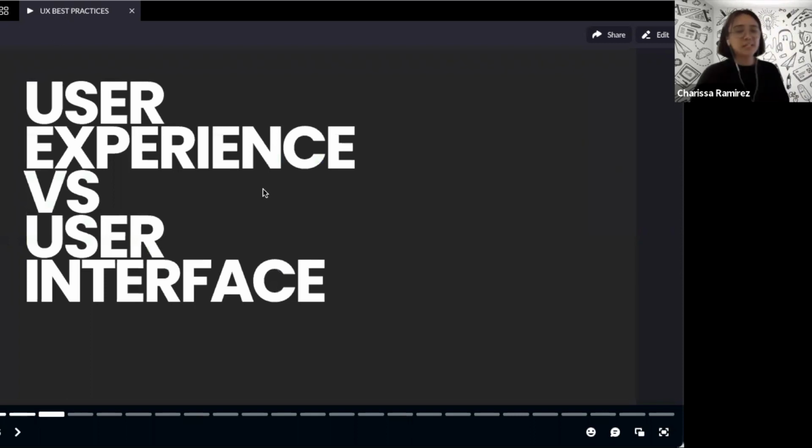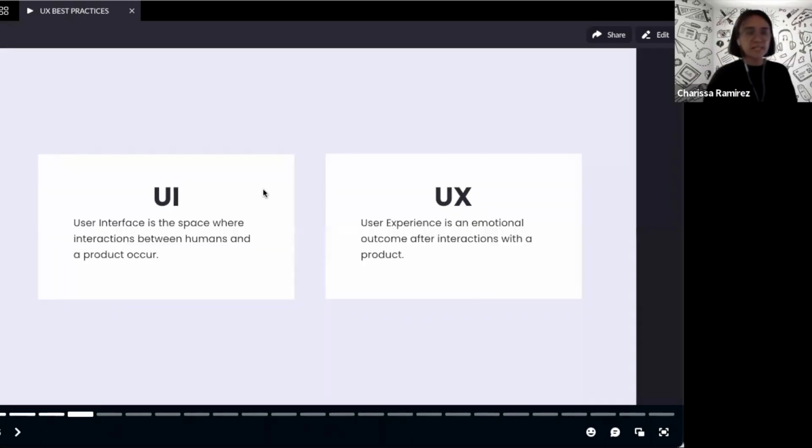Thinking UX and UI are interchangeable is a common mistake among many. They are related, but not the same. User interface is the space where interactions between humans and a product occur, while user experience is an emotional outcome after interactions with a product.